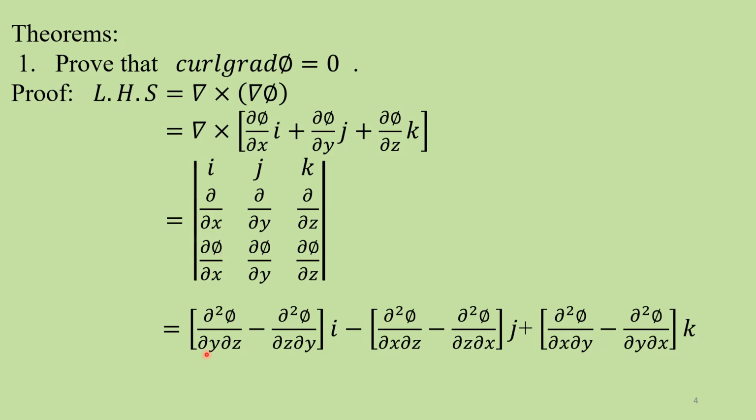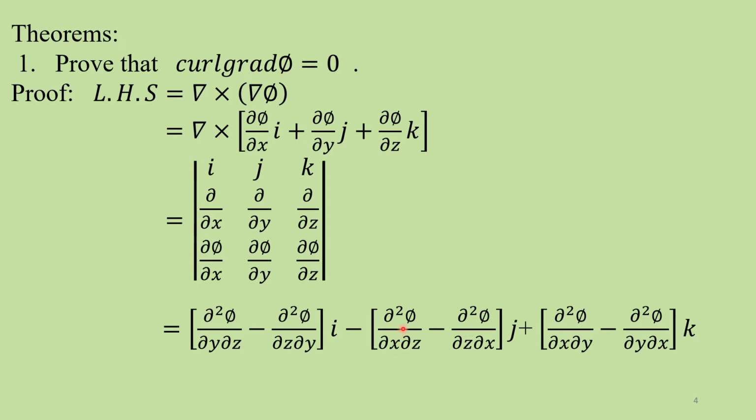Now, what about the components here? The component of i has mixed derivatives of second order. So here ∂²φ/∂y∂z, we know that it is equal to ∂²φ/∂z∂y. That means it gets cancelled. The component of i is 0.